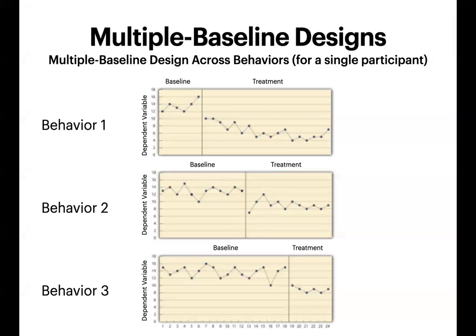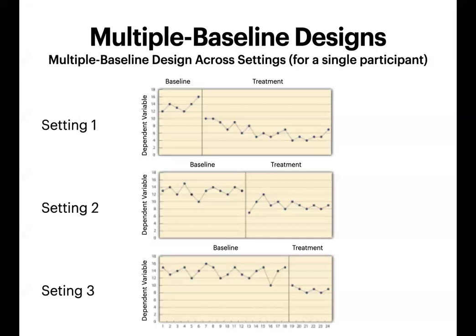If the dependent variable changes after a single treatment is introduced, it is difficult to determine if the treatment caused the change. However, if the dependent variable changes when all different treatments are introduced, particularly when the treatments are applied at different times, it becomes much clearer that the treatment is the cause of the changes in the dependent variable.